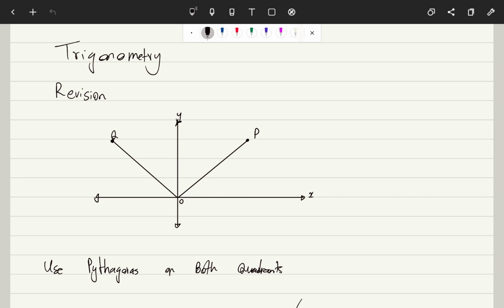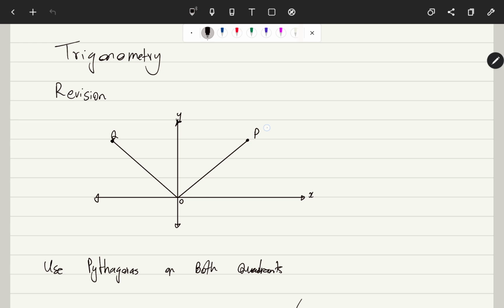We're doing trigonometry today, and I'm going to start with revision. This is like grade 10 stuff. So let's dive in. First things first, we have our Cartesian plane with some points P and Q.